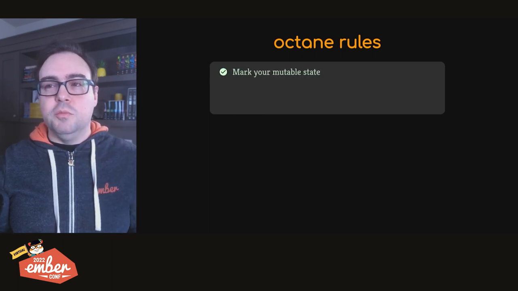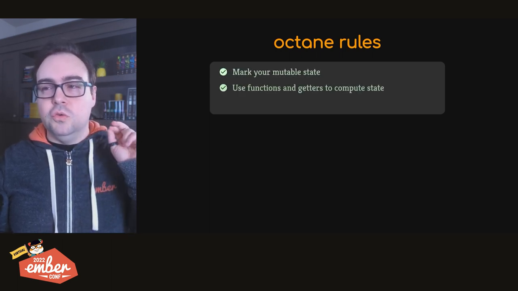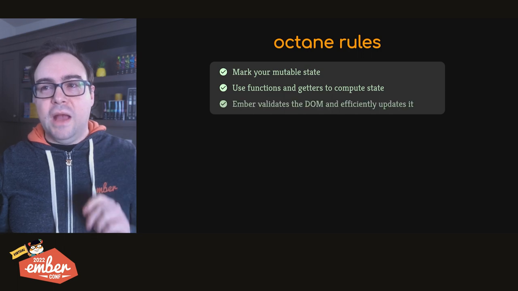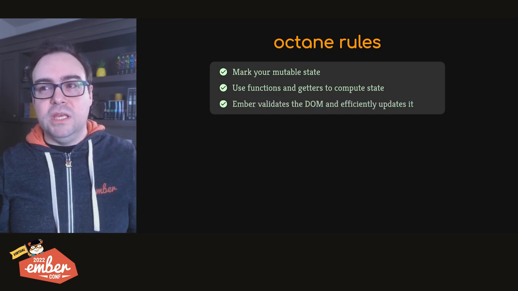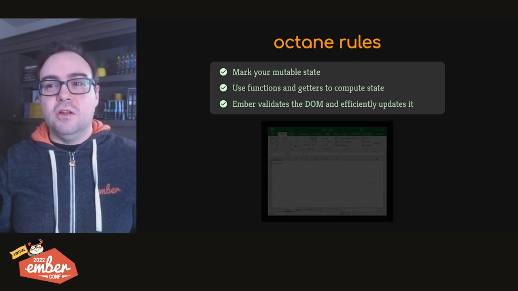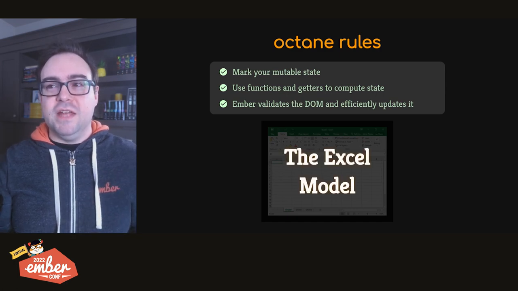1. You mark your mutable state as tracked. 2. You use normal functions and getters to compute state, and you don't need to annotate those at all. And 3. Finally, you access that data in your template, and Ember will keep it up to date. In case it wasn't already obvious, we call this system auto-tracking. What I really like about this model is that it's basically the Excel model, and if we learned anything from Excel, it's that it's pretty understandable to a lot of people. And it's fast!